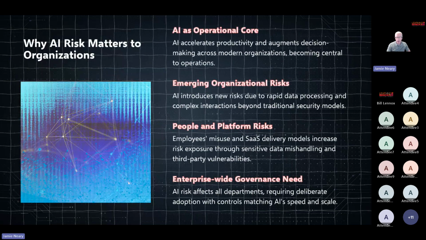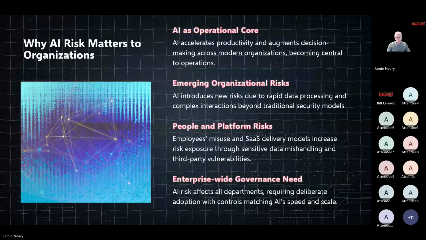Okay, so why should AI risk matter to organizations? Well, look at our core AI security risks. AI has moved from experimental into operation. When we look at executives and management, they see AI as a productivity accelerator. Technical teams look at it as a great, powerful tool for analysis, for development, and to assist in decision making. Assist being the key word.